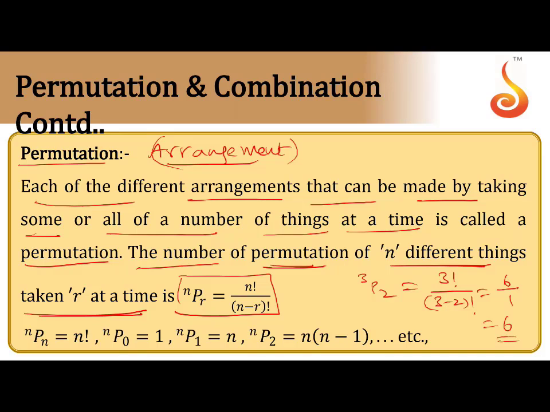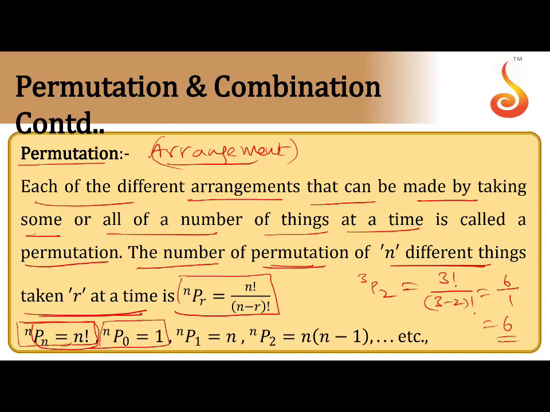Do you understand this? Suppose I want to take all the objects. That is nothing but nPn. If I take all objects, the arrangements will be nPn. According to the formula, nPn is n factorial by n minus n factorial. So n minus n factorial means 0 factorial. What I told you is that 0 factorial is 1. Therefore n factorial by 1 is n factorial. Please keep in mind the value of nPn is n factorial. The value of nPr is n factorial by n minus r factorial.